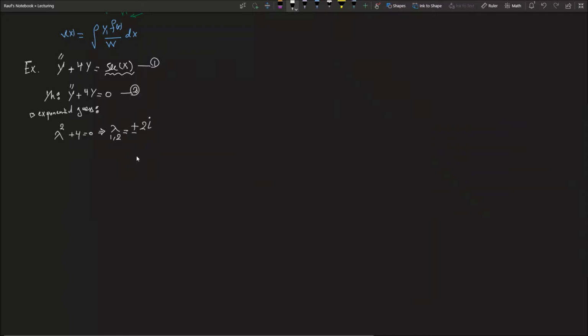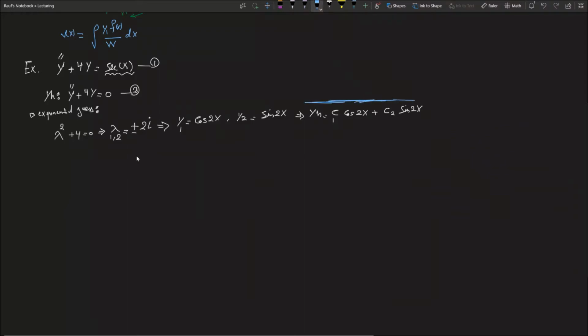So now we can say that from this, y1 equals cosine beta of x, which is cosine 2 of x, and y2 equals sine beta of x, which in this case is sine 2 of x, and the y homogeneous equals c1 cosine 2 of x plus c2 as a constant multiplied by sine 2 of x. So this is the homogeneous solution. We want to keep it in mind.